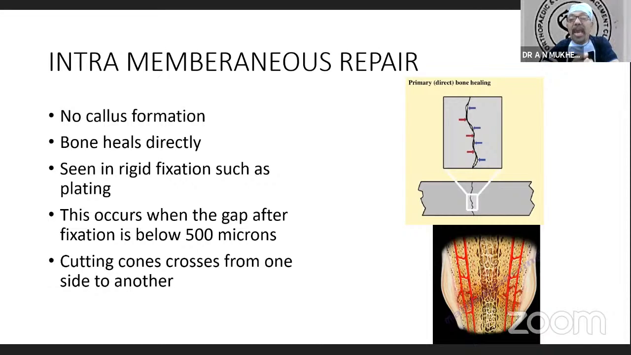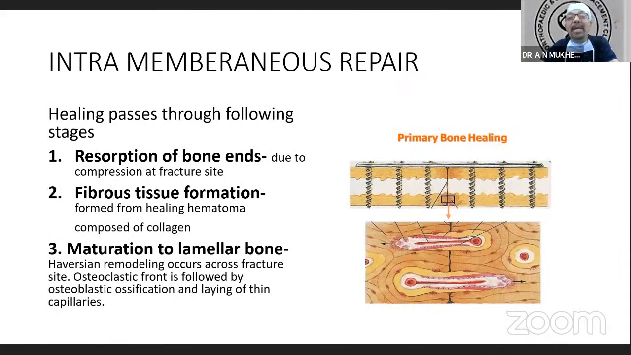This occurs when the gap after fixation is below 500 microns. The cutting cone crosses from one side to the other, and that's the way this bone heals. Intramembranous repair generally has the following stages. One is resorption of the bone end. Second is fibrous tissue formation.